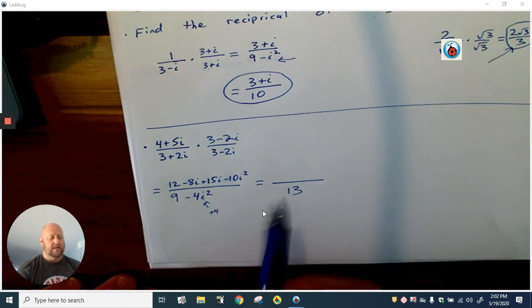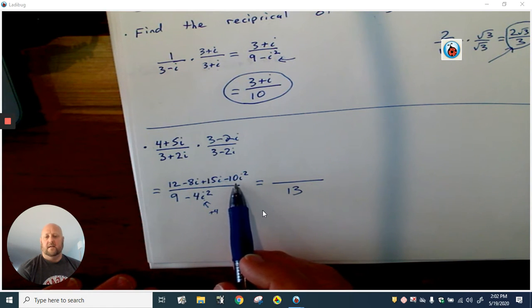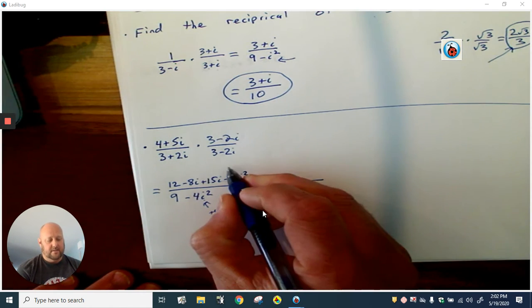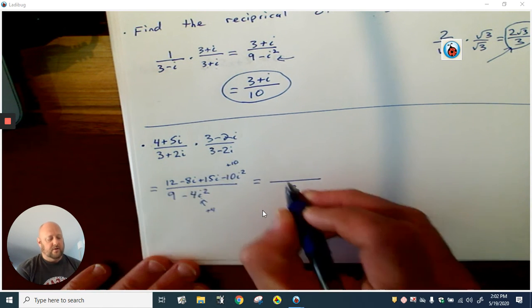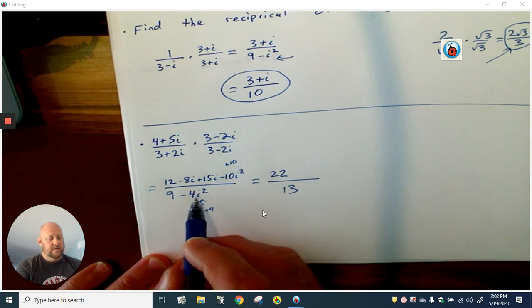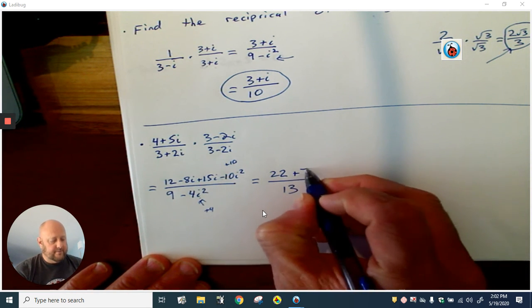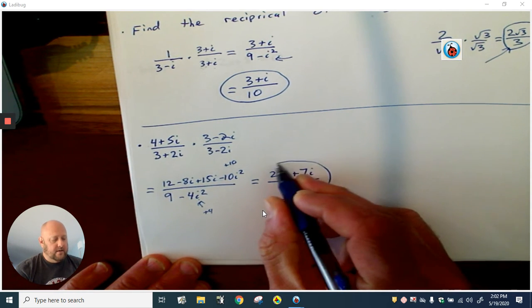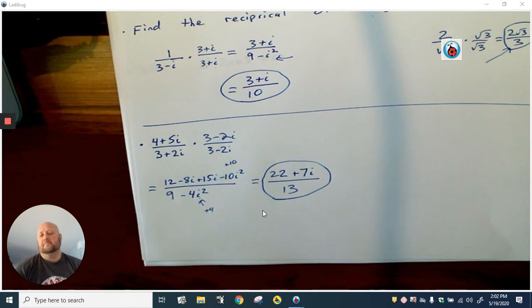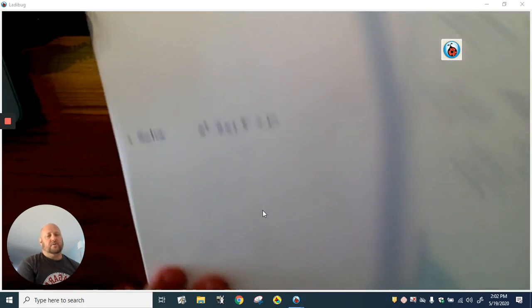And then again, combining like terms. That negative 10i squared is the same thing as plus 10. 10 and 12 makes 22. And then I get a negative 8i and a positive 15i. So those combine to become 7i. And we would be done. Okay? So again, it's not a whole lot like you're really, truly dividing. It's more of just simplifying. Okay? Let's try another one here.